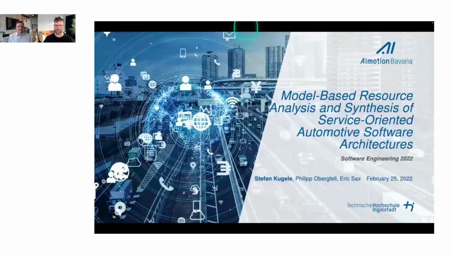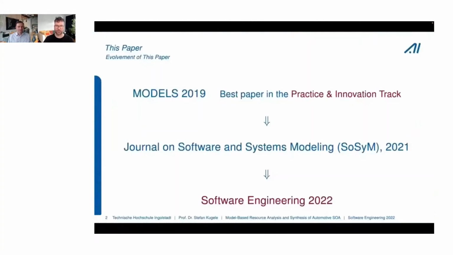This is a joint work, as you just explained. Basically, the work was first published at MODELS 2019. It was awarded the Best Paper Award in the Practice and Innovation track. Therefore, we got invited to submit an extended version to the Journal on Software and Systems Modeling, and there it finally got accepted in 2021. And now we're here, and I want to give you some results of our work.